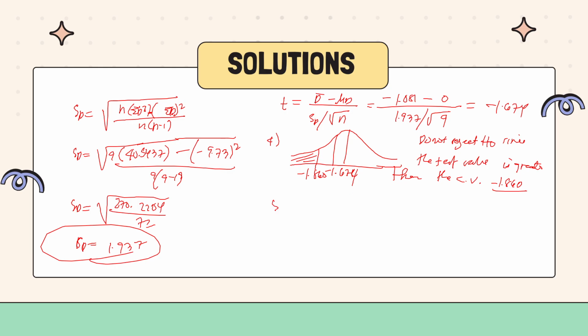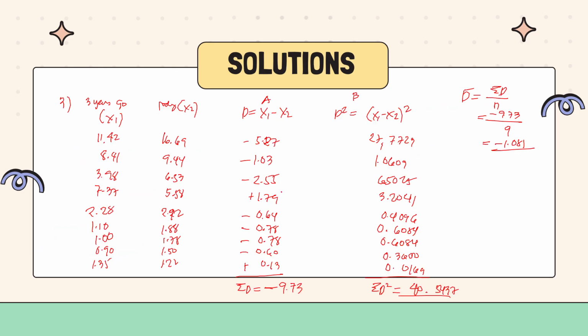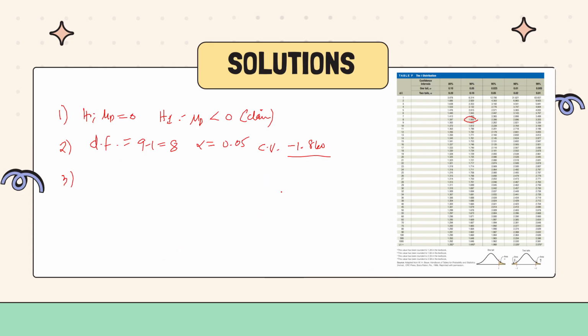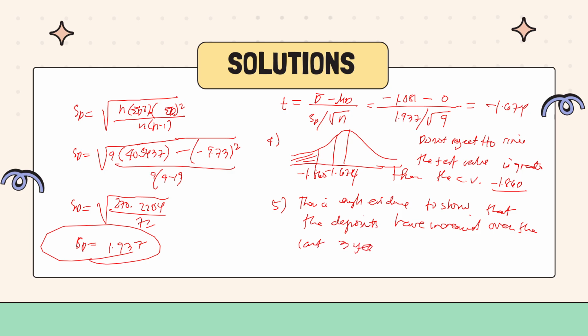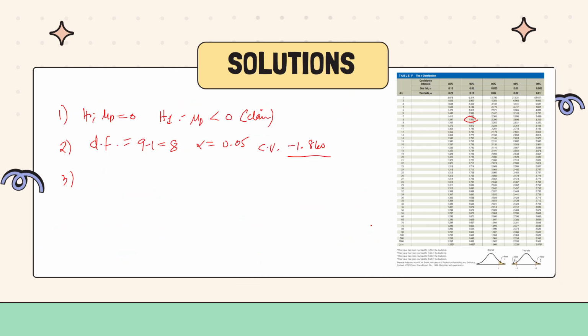Then after that, step number 5. Since our H1 is our claim, by using the process we're going to state that there is enough evidence to show that the deposits have increased over the last 3 years. So that is the solution to number 2.